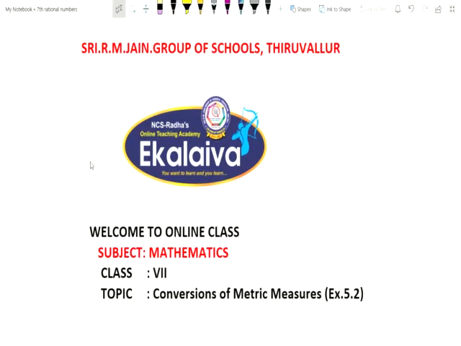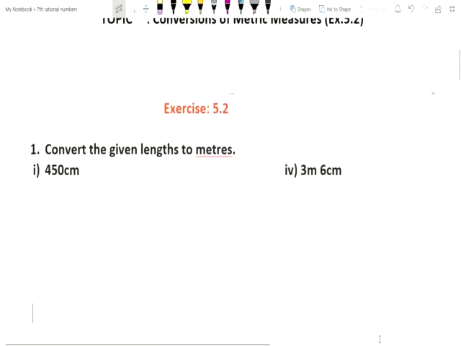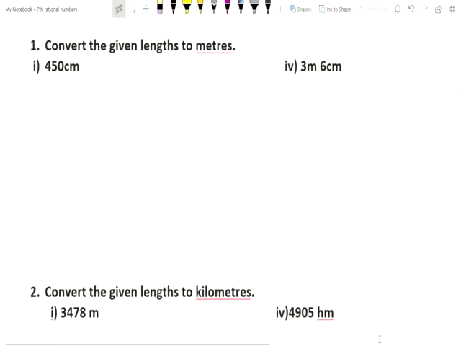Today we are going to learn exercise 5.2. Convert the given length to meters. So we are going to convert into meter. 450 centimeter is given. The centimeter we are going to convert into meter.